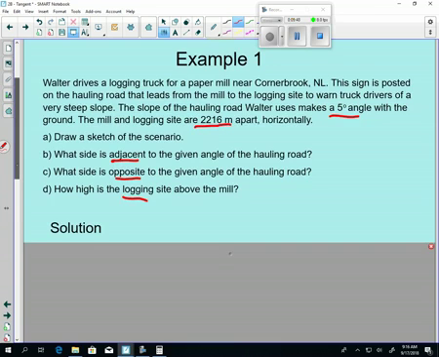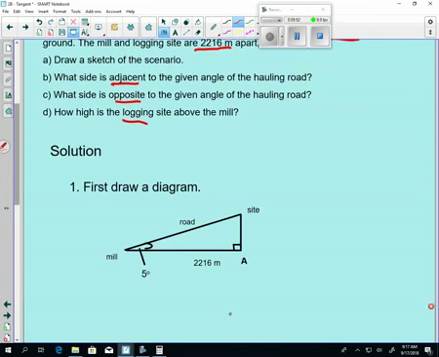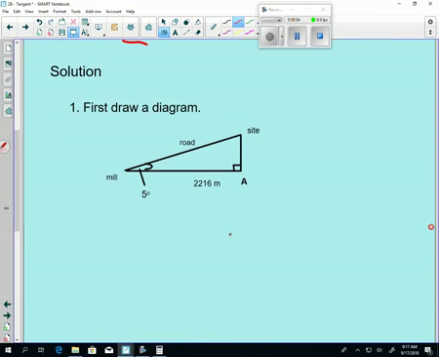So the first thing you do when you do a word problem is draw a sketch. So what I did here is I made a sketch. It said that here's the mill, the actual working site horizontally. Horizontally means flat. So that is 2,216 meters.